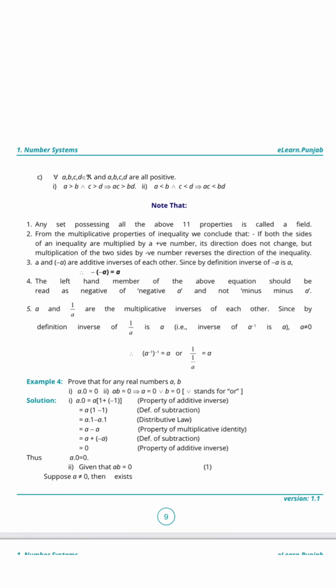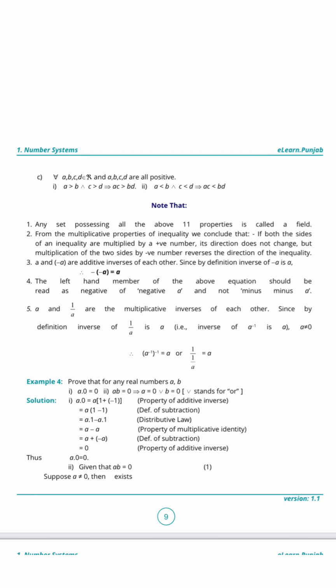For example, a and minus a are additive inverses of each other, right? Positive a, if we multiply it with minus 1, becomes minus a. They are additive inverses of each other, since inverse means the opposite of it. By definition, the inverse of negative a is positive a. Therefore, negative multiplied with negative will become positive a. That is, the negatives cancel out each other and it becomes positive a. The left hand member of the above equation should be read as negative of a and not minus of a.